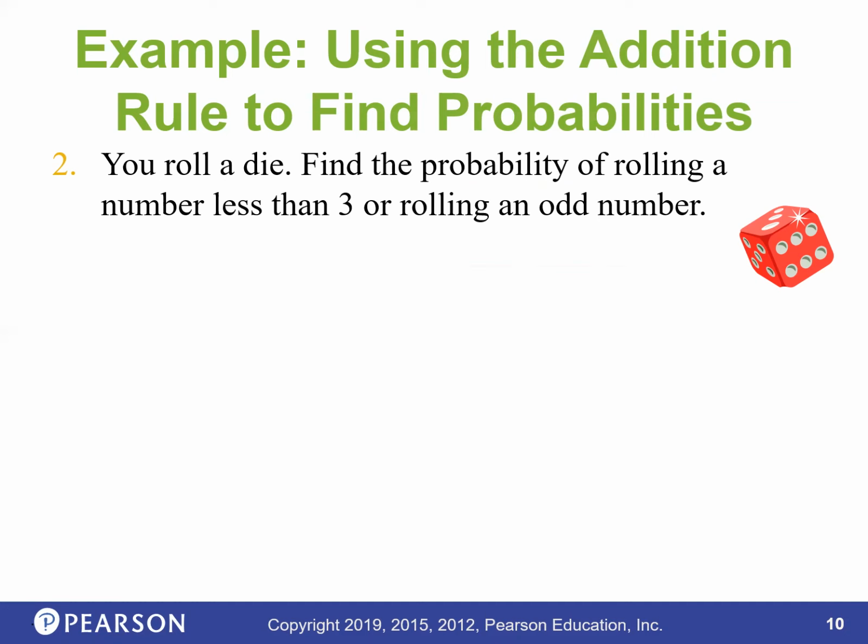Find the probability of rolling a number less than 3 or rolling an odd number. You guys talk to me. Mutually exclusive or not? Can you have those things happen at the same time? Yeah, there's some stuff here that's happening at the same time.